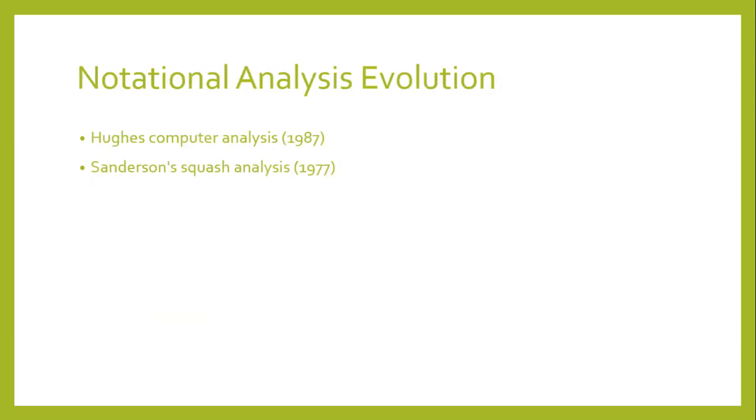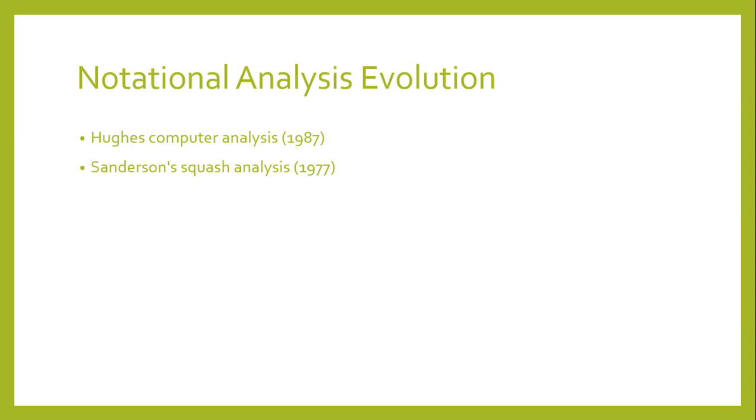The evolution of notational analysis. In 1987, Hughes used computer software to analyze performances, to see successful and unsuccessful performances. He then used this form to analyze alongside tennis, to review different shot choices, different shots and also success rates.